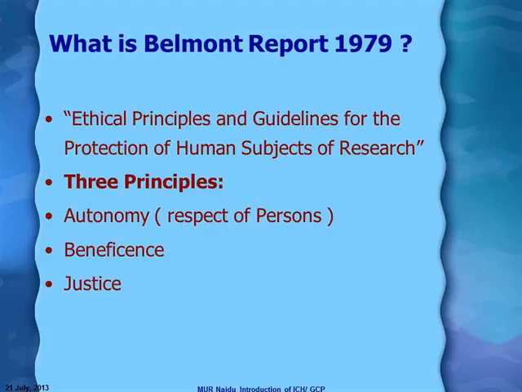The Belmont report is another landmark event in the development of good clinical practices guidelines. It was proposed in year 1979, which covers the 3 important principles. Number 1, autonomy, that is respect of person. Number 2, beneficence, and number 3, justice.